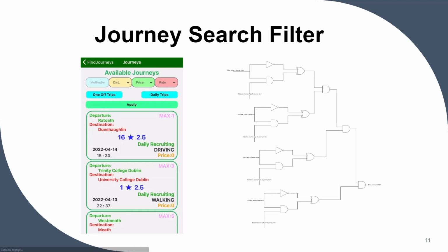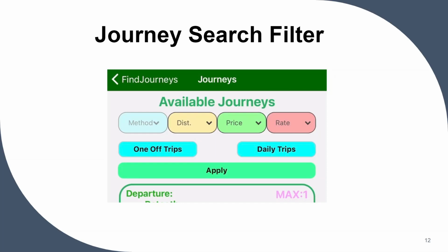Our team implemented a search filter in the app's Journeys page. This filter was based off of our electronic engineering backgrounds. We combined our knowledge of electronics and computers to create a great filter for our Journeys page. The user has the option to filter the journeys on the Journeys page. The user can filter by method of the journey, this being walking, driving, or cycling. They can also filter by distance, price, and journey creator rating. The user can choose to show one-off trips only or daily trips only. When the Apply button is pressed, the Journeys page displays the journeys that satisfy the filter values.